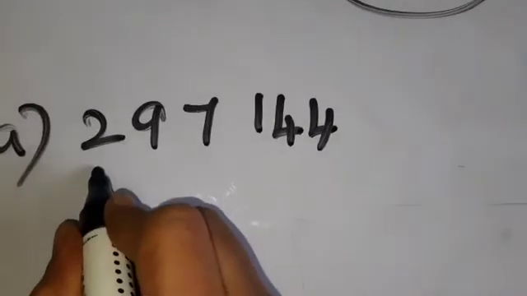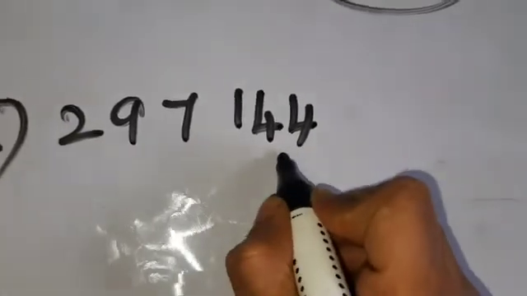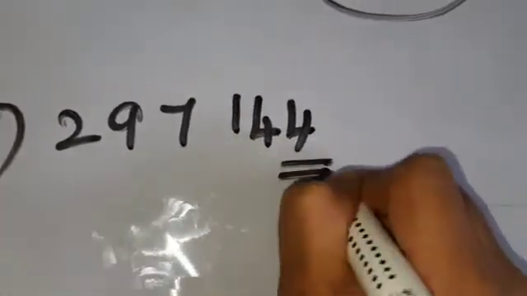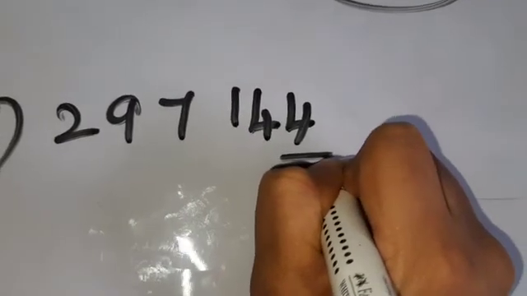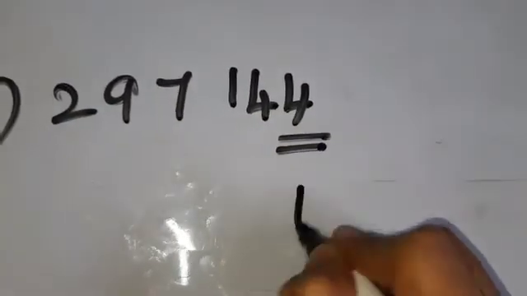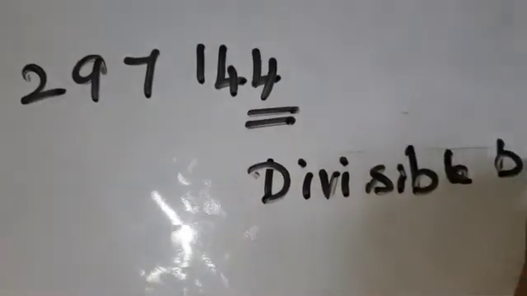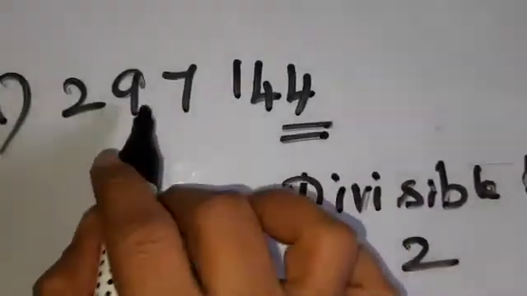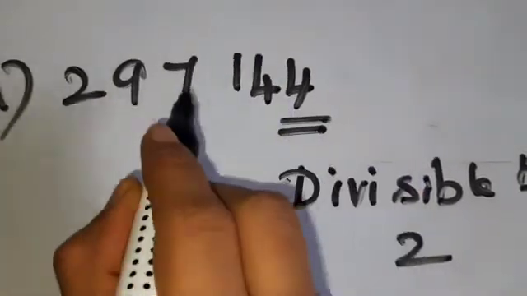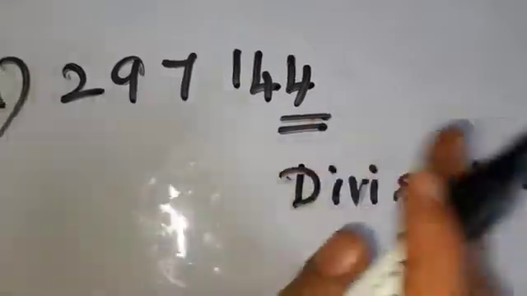First problem, 2,97,144. See here, the last number ends with 4. So it is divisible by 2. Let us sum the given digits and get to know whether it is divisible by 3 or not.